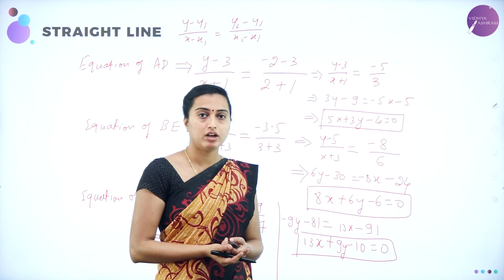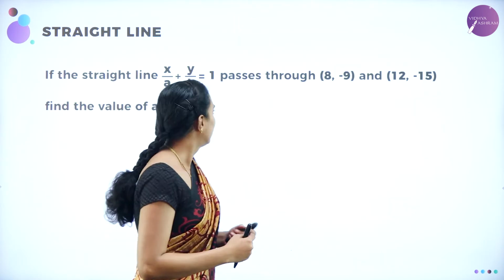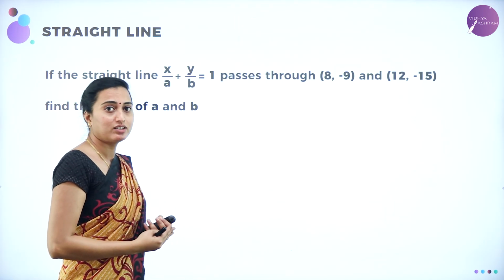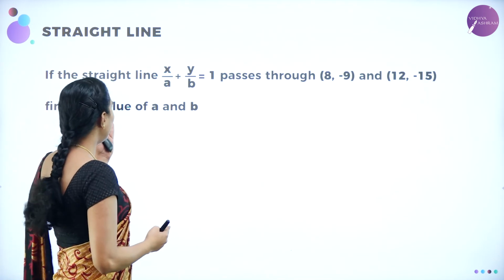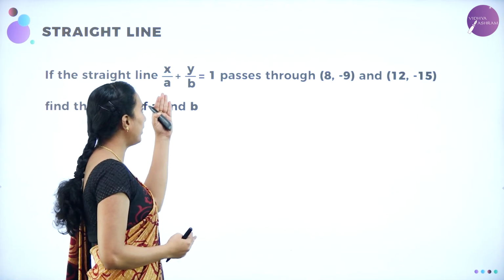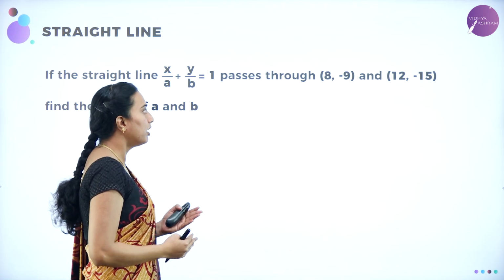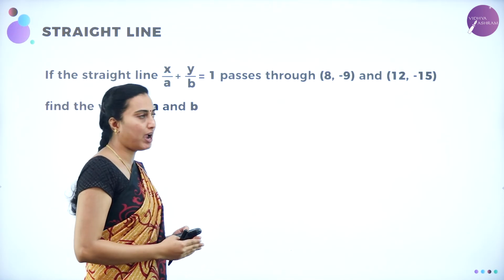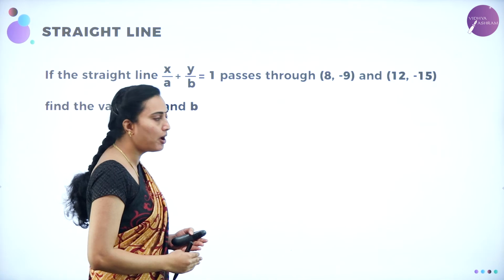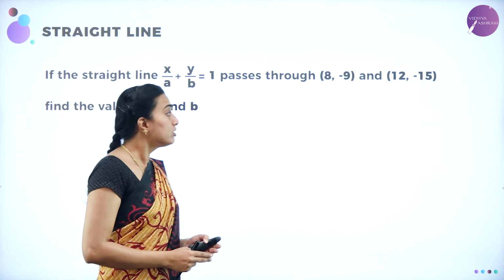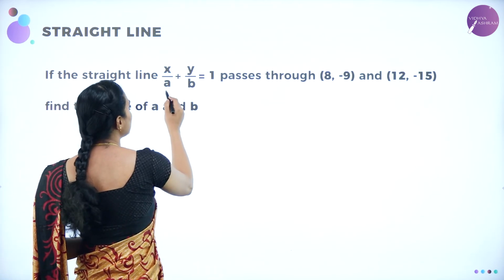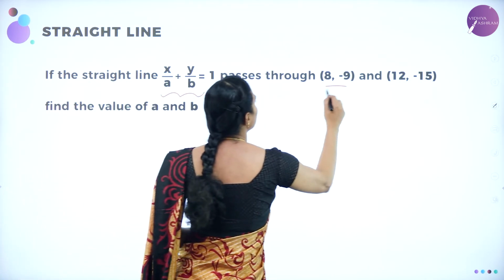That's it, dear students. I hope you got this one, how to solve. So, dear students, the next problem is: if the straight line x by a plus y by b is equal to 1 passes through 8, minus 9 and 12, minus 15, find the values of a and b.